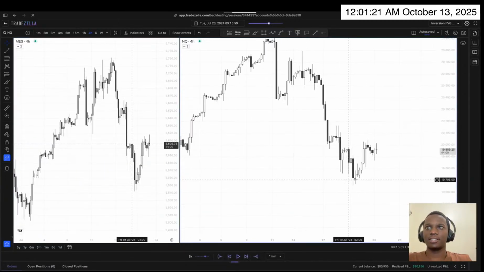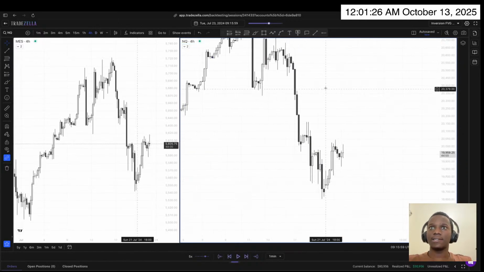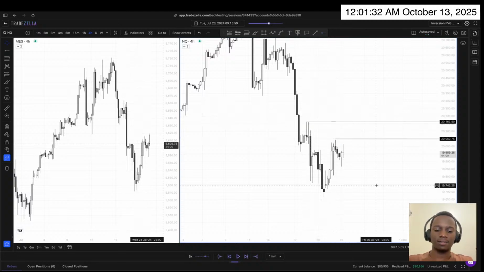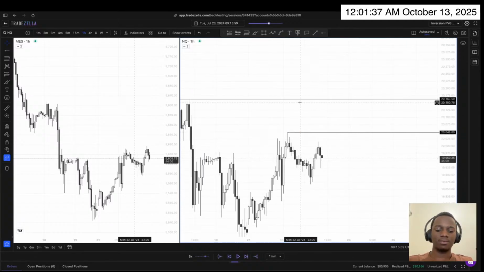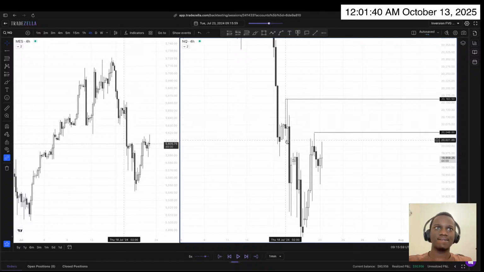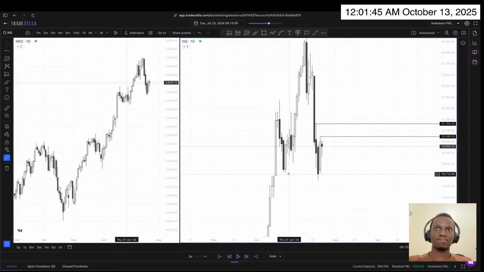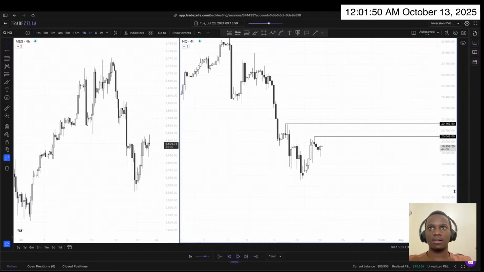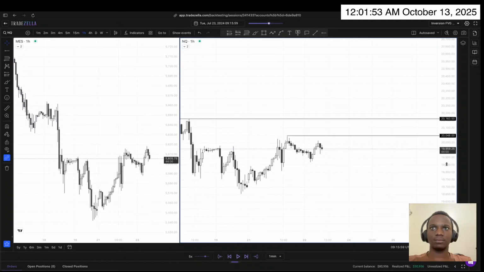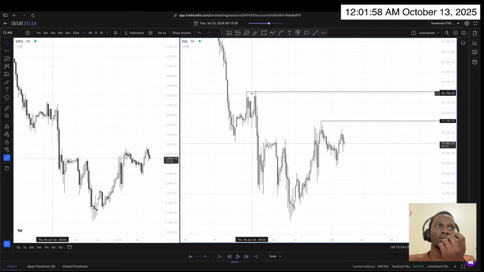Right now the 4 hour. I think we're bullish. 4 hour highs here and here. 1 hour. There's some kind of SMT. So I think this market is probably gonna head lower. I see more confluences of going lower than higher.